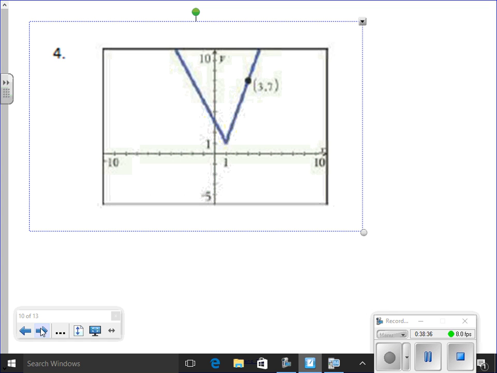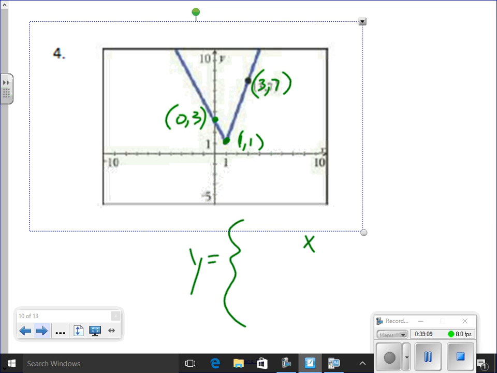For this piece, this point right here is the point (1, 1). And it looks like this point is about (0, 3). And then we have the point (3, 7). So the equation for this step function is going to have one formula when x is less than or equal to 1. And it's going to have another formula when x is greater than 1.